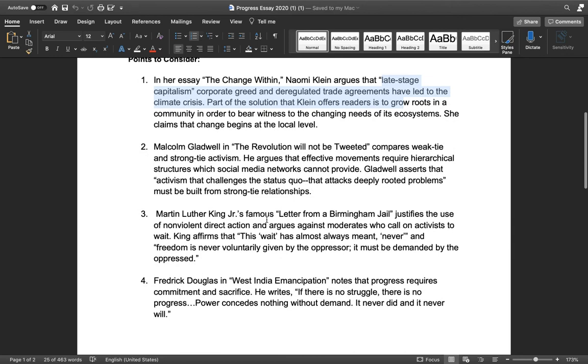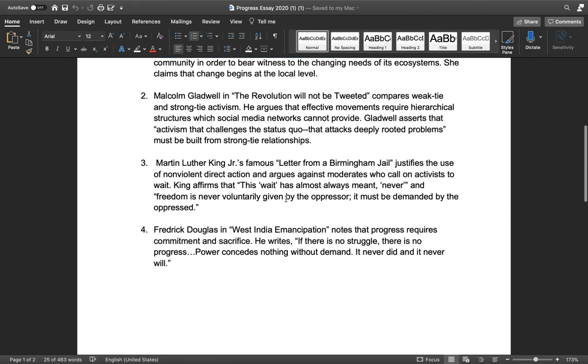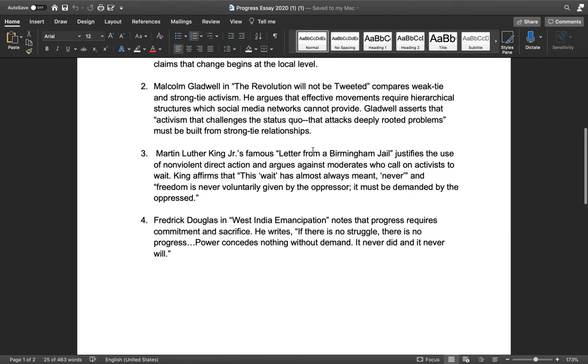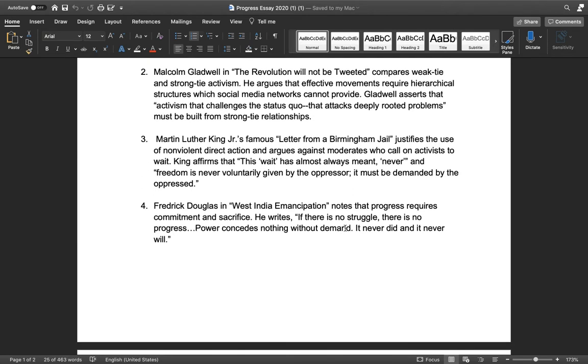In Martin Luther King's famous Letter from a Birmingham Jail, he justifies the use of nonviolent direct action and argues against moderates, or people who are in the middle, who call on activists to just wait. King affirms that this wait almost always meant never, and that freedom is never voluntarily given by the oppressor, that it must be demanded by the oppressed.